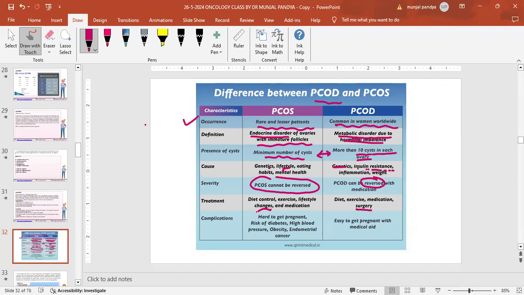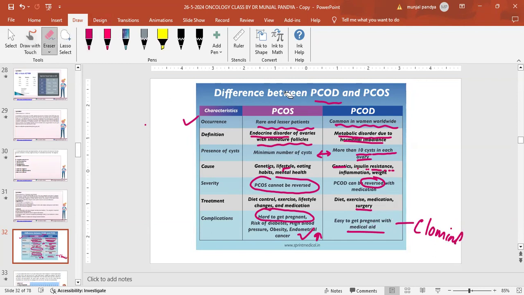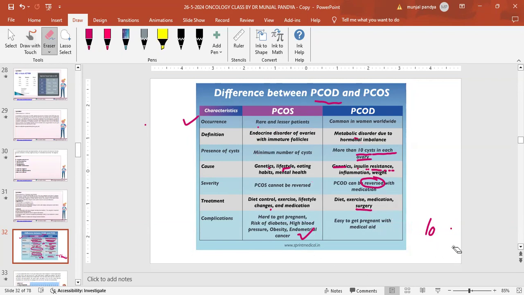Complication: hard to get pregnant. It's very difficult. So infertility is very severe in PCOS. Risk of diabetes, as the doctor told properly, high blood pressure, obesity, endometrial cancer chances are increased in PCOS, which is not the case in PCOD. Easy to get pregnant with medical aid, and medical aid is, as I told you, clomiphene citrate. Clomiphene can be given to this patient, which is very helpful and effective along with metformin, right? So this is the clear cut, simple, understandable difference.